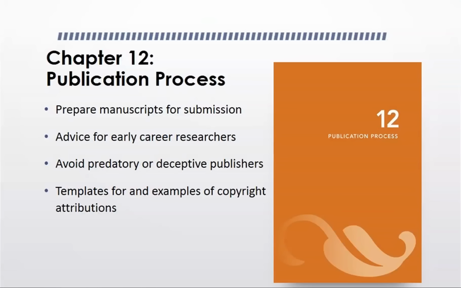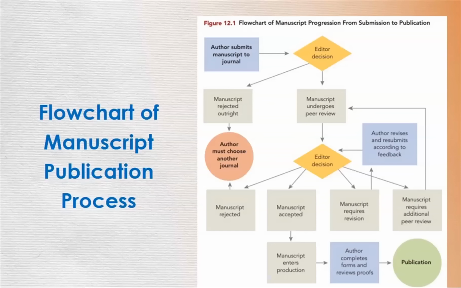We give some advice for early career researchers on things like adapting a dissertation or thesis into a journal article, selecting and prioritizing journals, avoiding deceptive or predatory journals. We talk you through the online submission process, using online portals to submit your articles and working with proofs. And then we also provide templates and examples of copyright attributions.